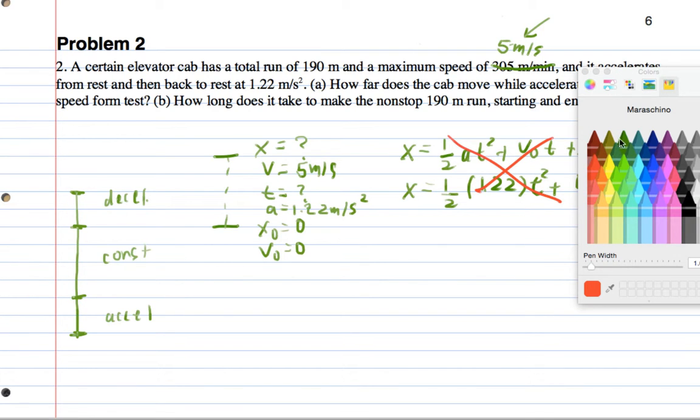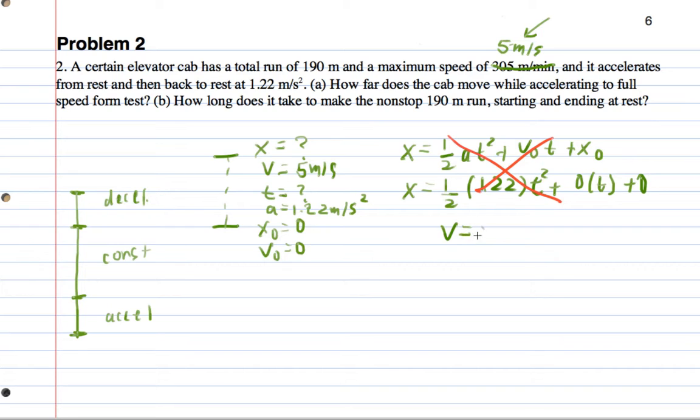That doesn't mean we give up. It means that we go ahead and try the second formula. Let's try this one: v equals at plus v naught. So I'm going to get 5 equals 1.22 times t plus 0. And that's going to give me a time of 4.09 seconds.